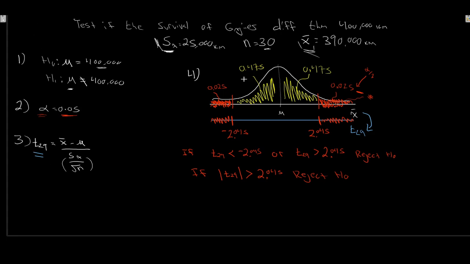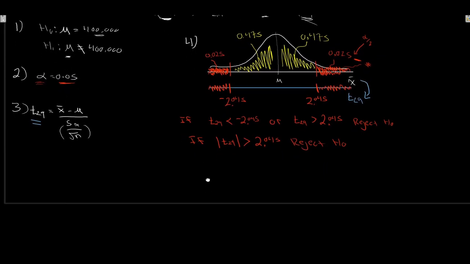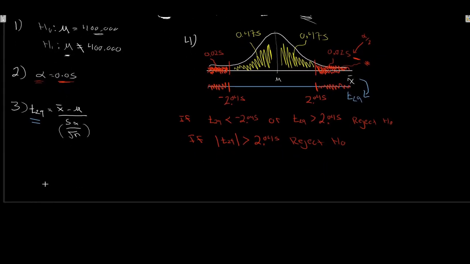So steps 1 through 4, all we've done so far is just set up the problem. It's not until step 5 that we're actually really starting to put the rubber to the road and do the math. So let's take a look here. Step 5, we had our sample size of 30. We had a value of X bar of 390,000. We need to now figure out where is that corresponding t-stat with respect to our critical value. Do we reject? Do we fail to reject? So we go back to step 3. We pull that test statistic out and we solve for it.